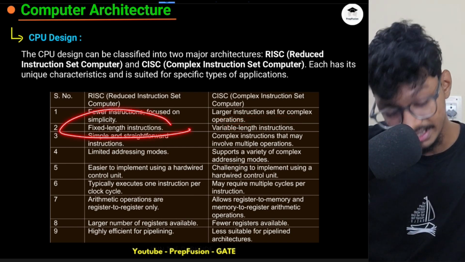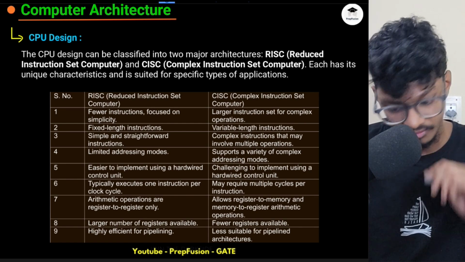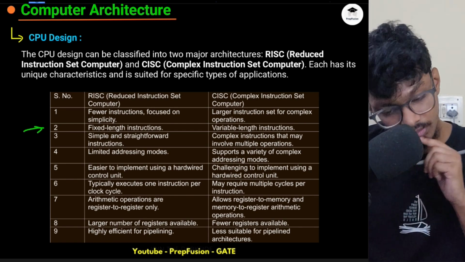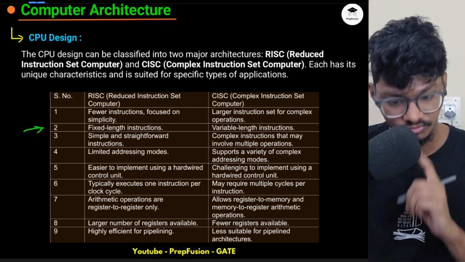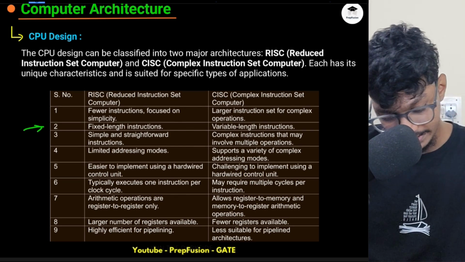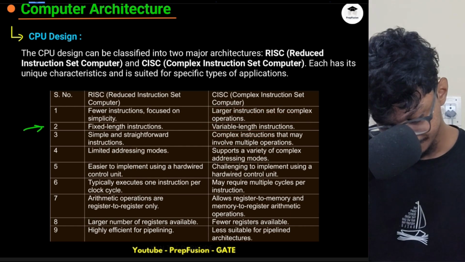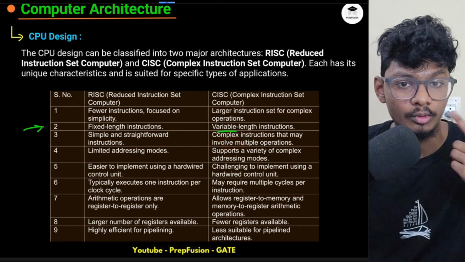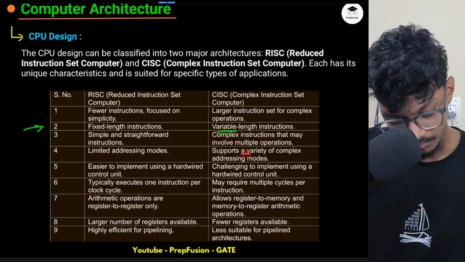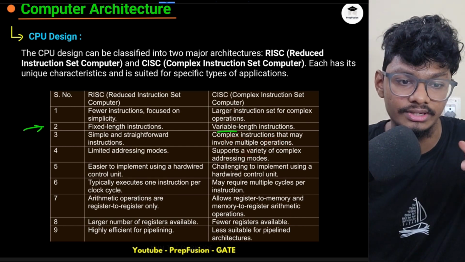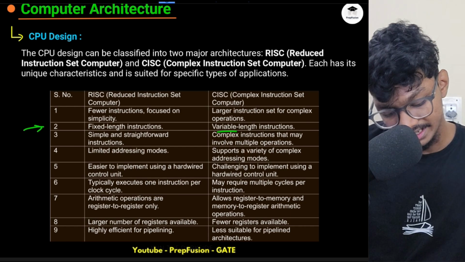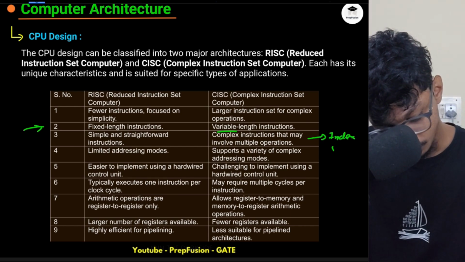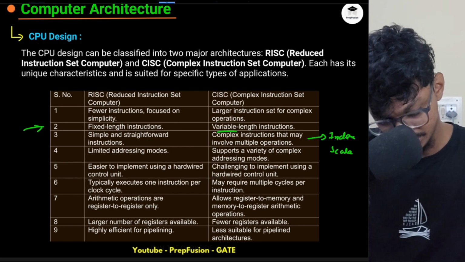Here, the length of the instruction will be fixed. Whatever we have studied about RISC, the length of instruction was fixed. Our opcode was variable, but the length of instruction is fixed. That's why it is easy. In CISC, the length of instruction will be variable, so the decoding of the instruction will be more difficult. Complex instructions may involve multiple operations. Just like index scaling and base address register, all those things we can implement in complex instruction set architecture.